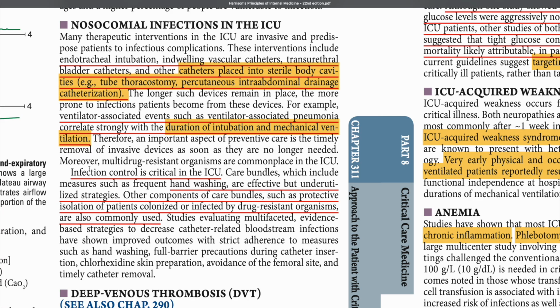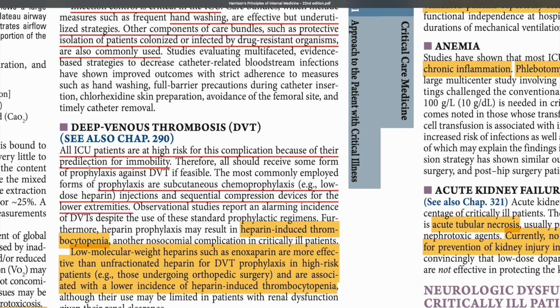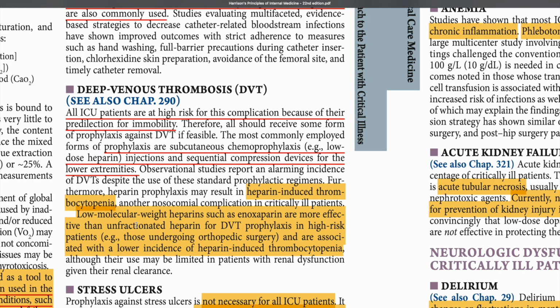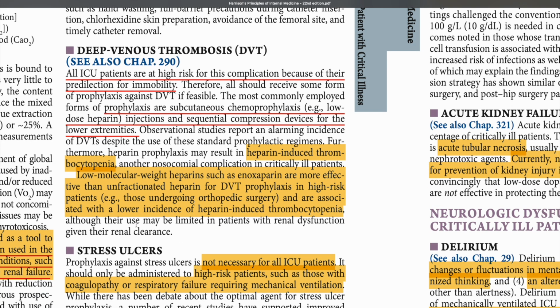Then DVT. All ICU patients are at high risk for deep vein thrombosis. They should be given chemoprophylaxis or prophylaxis for this DVT. Most commonly used is low dose heparin. Low molecular weight heparins such as enoxaparin are more effective than unfractionated heparin for DVT, given in high risk patients.